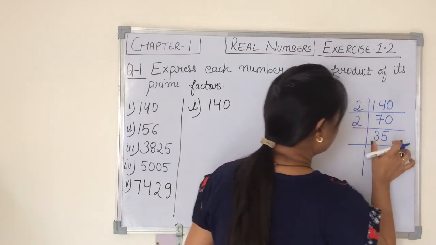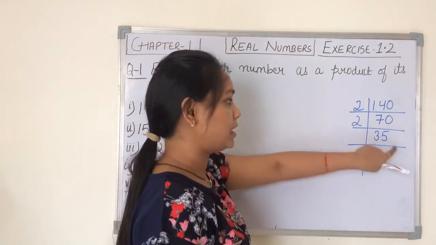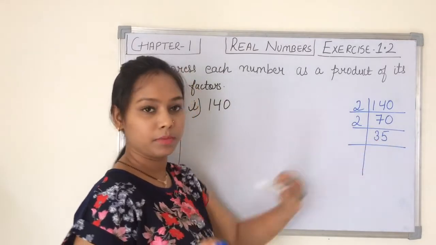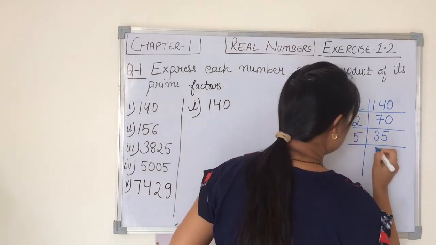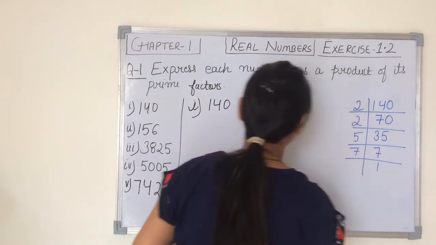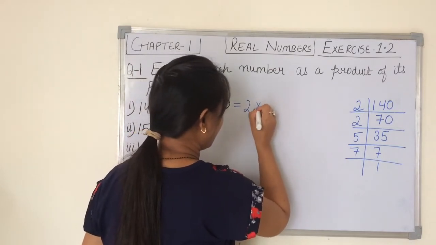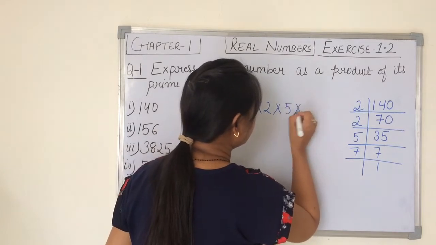Fine, 35. Now the divisibility of 5 is: if any number is having 5 or 0 at its units place, that number becomes divisible by 5. Therefore it is divisible by 5. 5 times 7 is 35, and 7 is a prime number. It will go by itself 1 time. So we have got the factors of 140. The prime factors of 140 are 2 into 2 into 5 into 7.